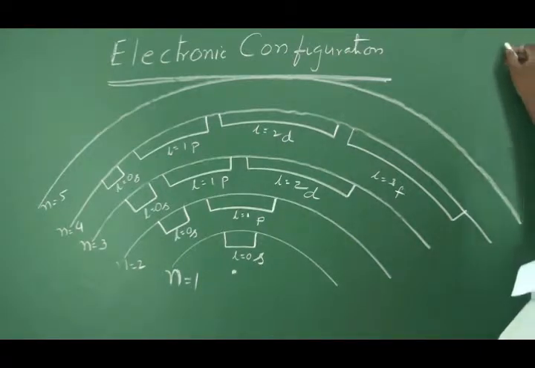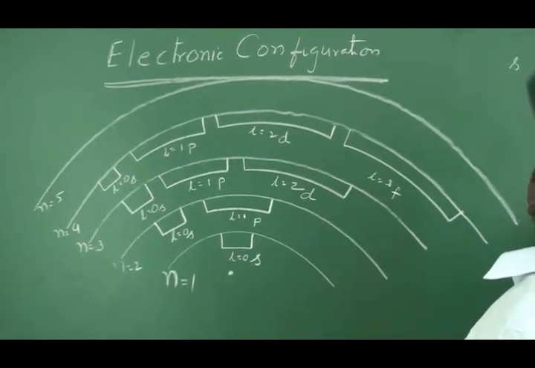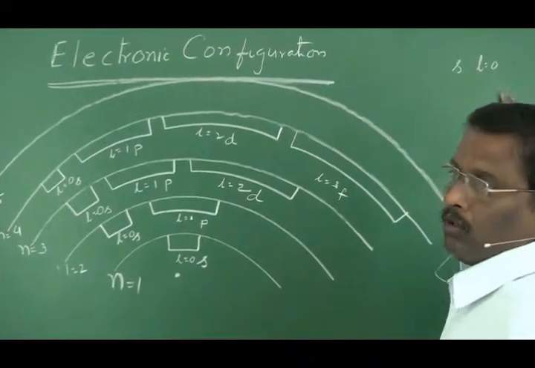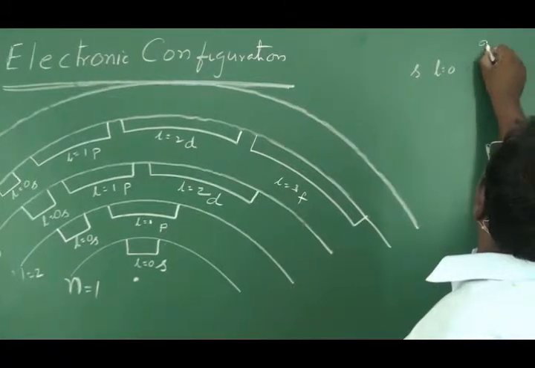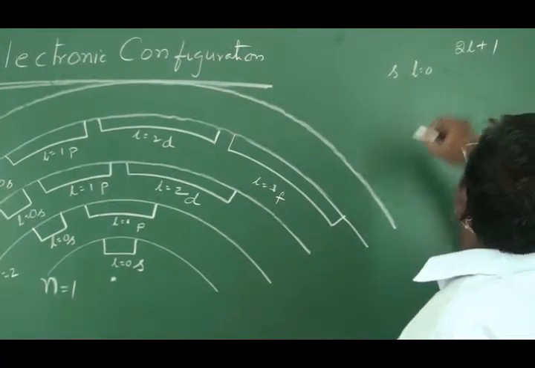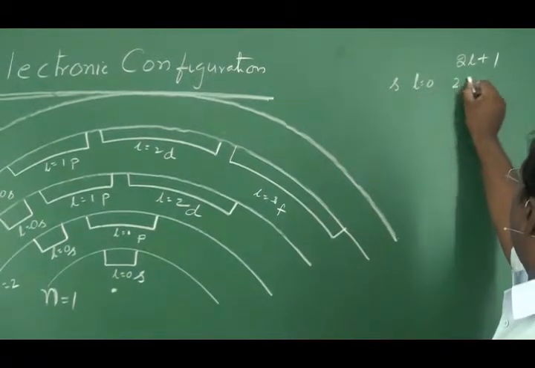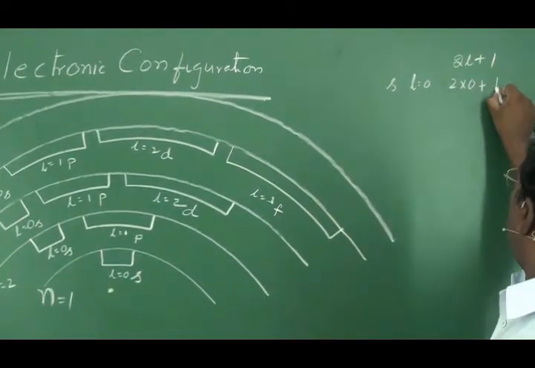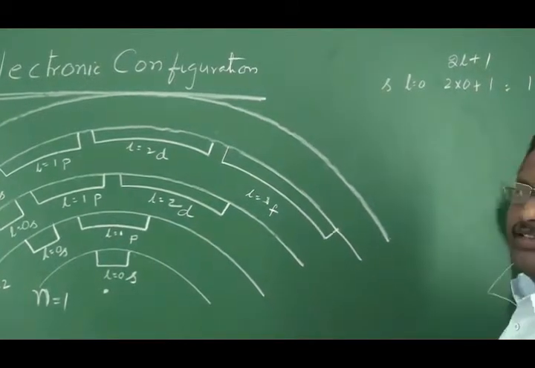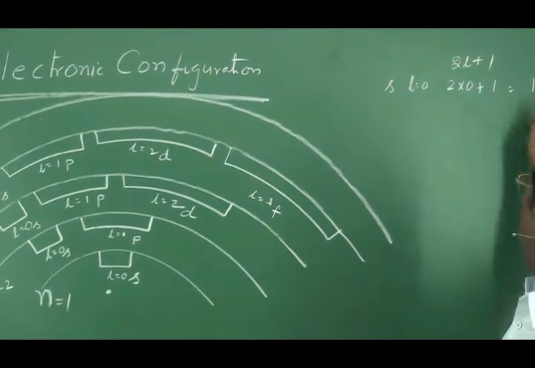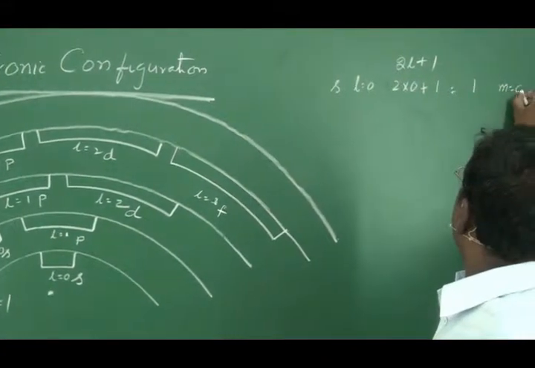For example, S sub-energy level. For S sub-energy level, L is equal to 0. So the number of orbitals present here will be equal to 2L plus 1, that is 2 into 0 plus 1. That is only one orbital is there, and its value is denoted with M, and its M is equal to 0.